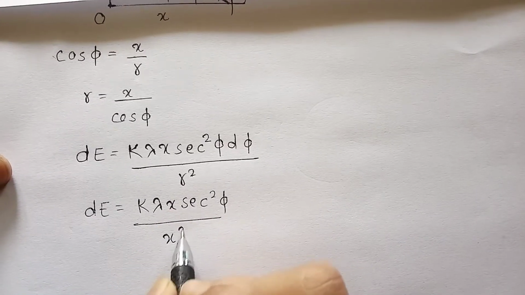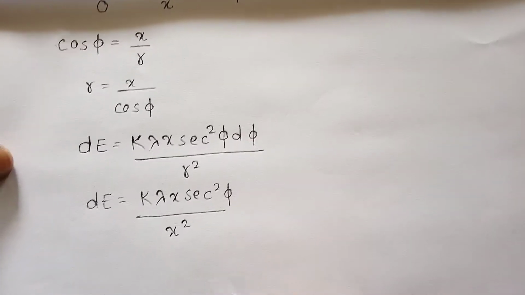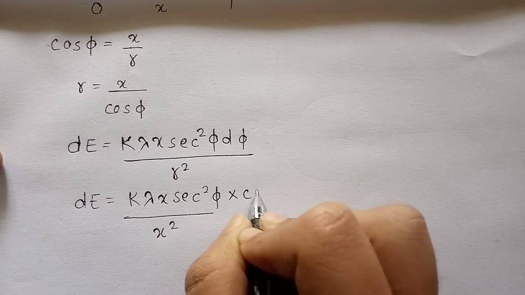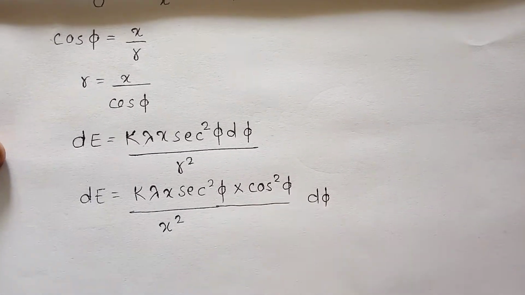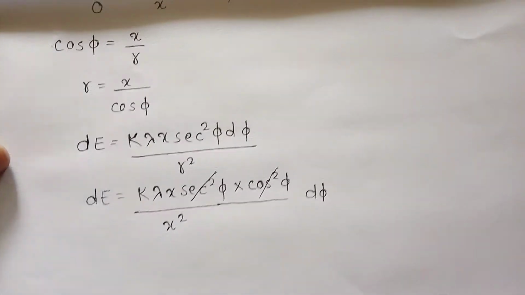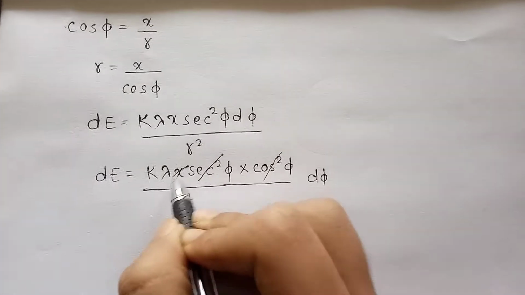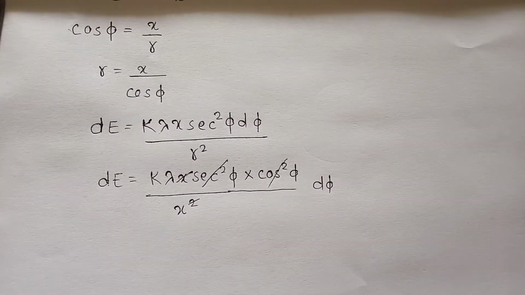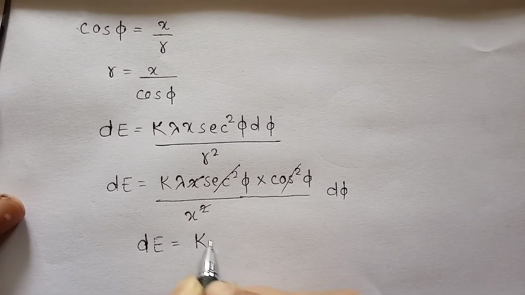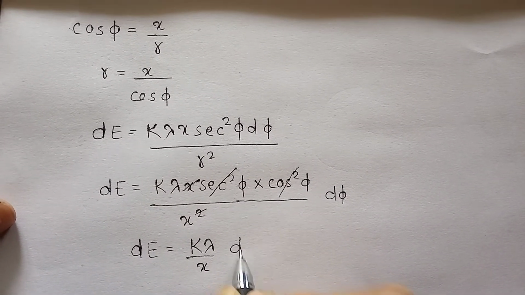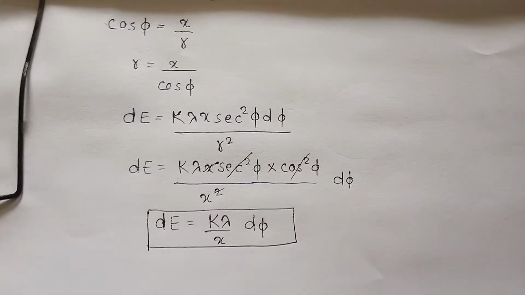So this is r square, so this will become x square, and cos phi will go in the numerator, so this will be cos square phi into this. So sec square phi and cos square phi will be cancelled. Okay, and x square will be cancelled. So dE will be k lambda by x d phi. We have found out the value of dE.